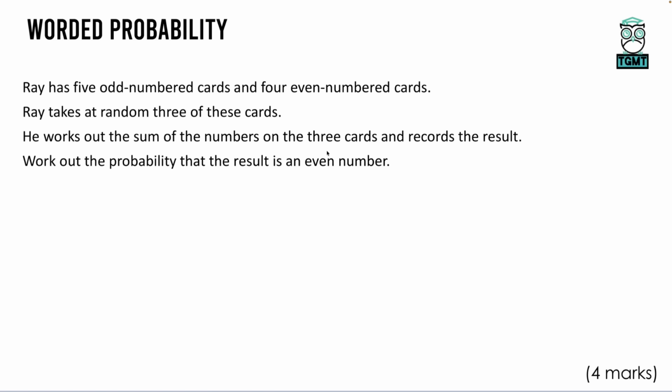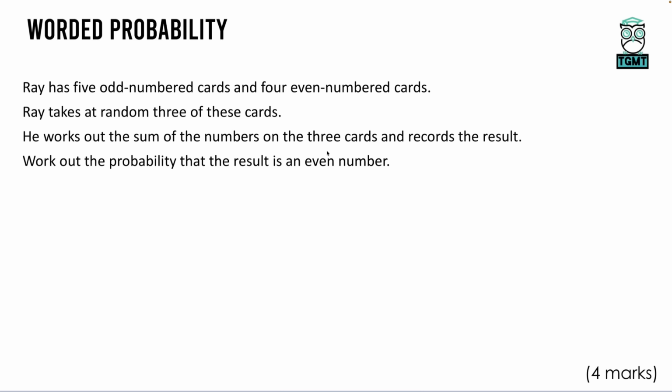But it says Ray has 5 odd numbered cards and 4 even numbered cards. Ray takes at random 3 of these cards and he works out the sum of the numbers on the 3 cards and records the result. Work out the probability that the result is an even number.